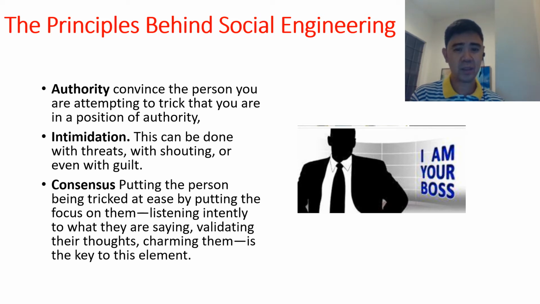Just like authority, which can also be a source of intimidation, it is possible to intimidate the victim without authority by conducting threats, like through shouting or even with guilt. Consensus is putting the person being tricked at ease by putting the focus on them, listening intently to what they are saying, validating their thoughts. Charming them is the key to this element.